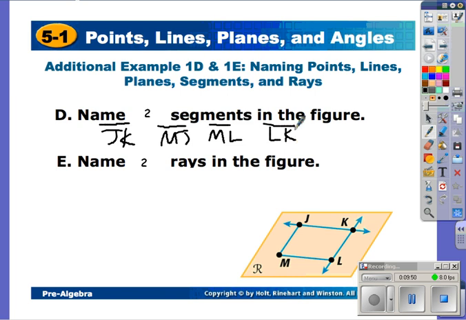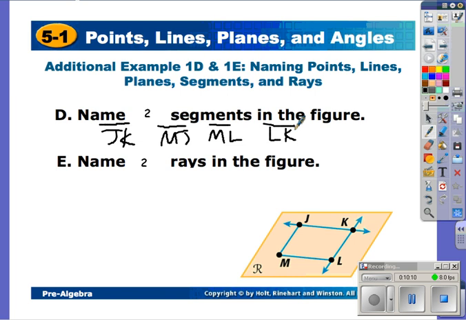Now notice LK and JK are also lines. But because we don't care about it going on forever, we can talk about just the space between J and K as a line segment. So you could have reordered any of those as long as you have something similar to those four.